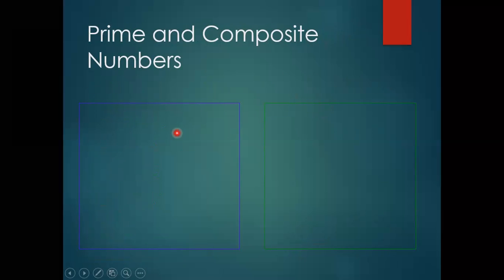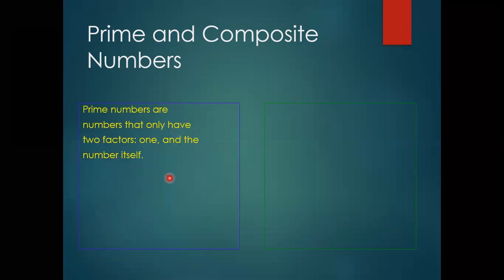Next, about prime and composite numbers. Prime numbers means what? Prime numbers are numbers that only have two factors, 1 and the number itself. Examples: 3, 5, 7, 11, 31. These all are prime numbers because for these numbers we are getting only two factors.